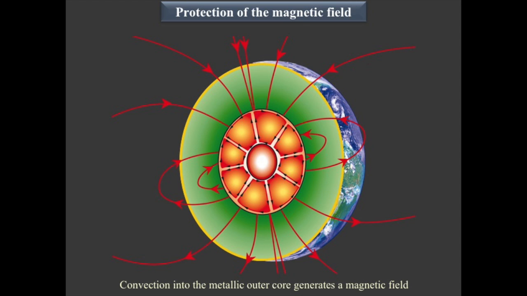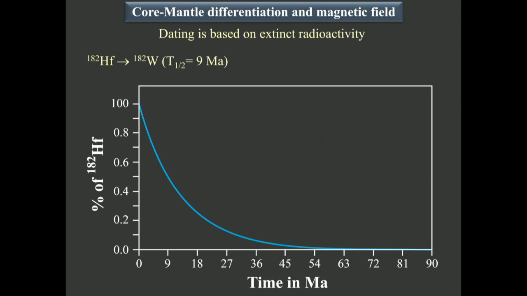There are some methods that allow us to date the apparition of the magnetic field. This is based on one extinct radioactivity, the decay of hafnium-182 into tungsten-182. The half-life is very short, 9 million years. And you can see here the curve of abundance of hafnium-182.